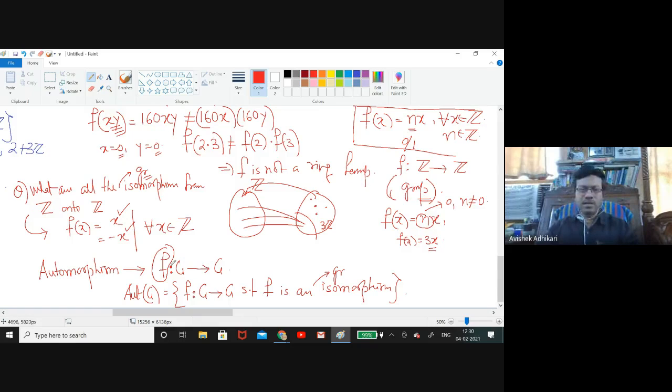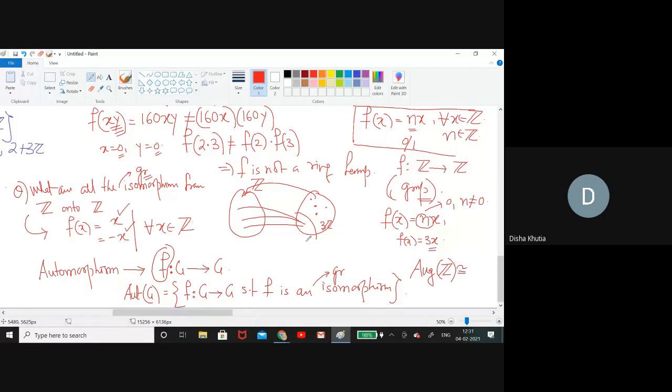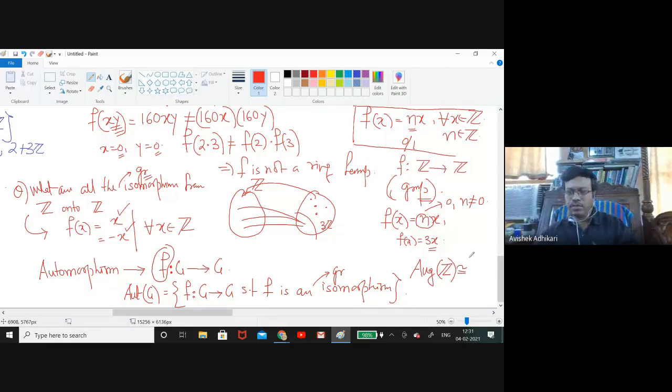Now, if I ask you the question, what is the automorphism of G? It can be proved that the automorphism of G has a group structure. So, can you tell me how the automorphism of Z with respect to group would look? This should be isomorphic to what? Z2. Exactly. It's isomorphic to Z2 because only two elements are there.